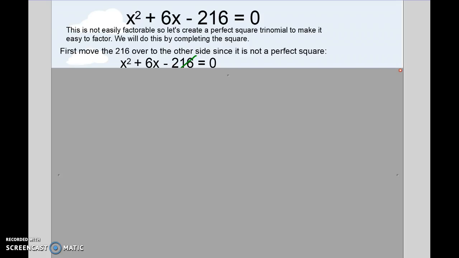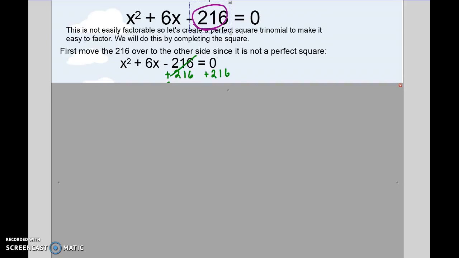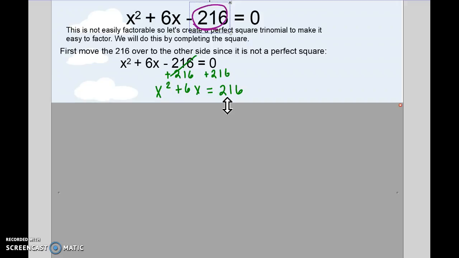So if we look at this problem, x squared plus 6x minus 216, this is not easy to factor because we don't off the top of our head know the factors of 216, and it might not even work. So what we do is we complete the square. In order to complete the square, the first thing you need to do is create a perfect square trinomial. So we need to get rid of this c because we need to put in our own c. So I'm going to move that over to the other side. I'm going to add 216 to this side. That's going to leave me with x squared plus 6x equals 216.